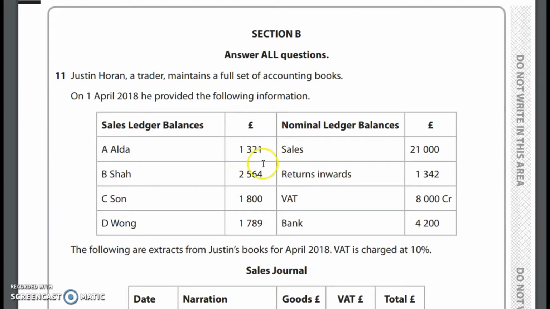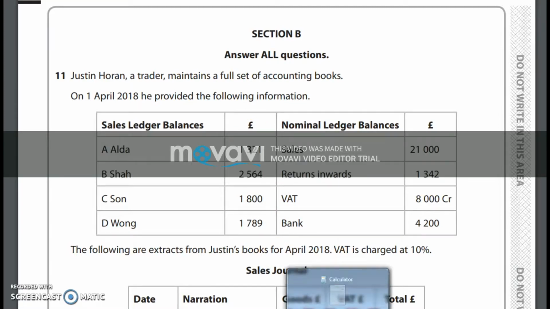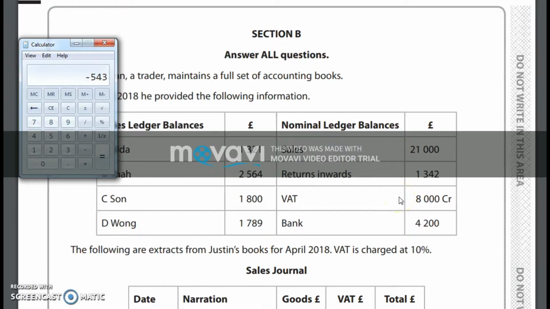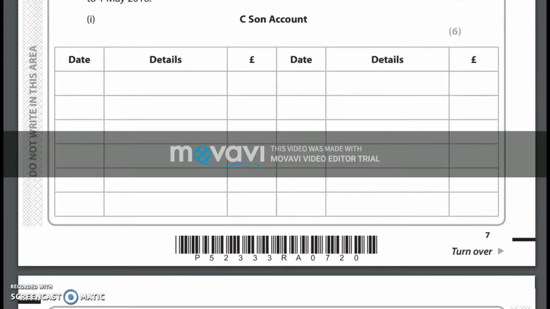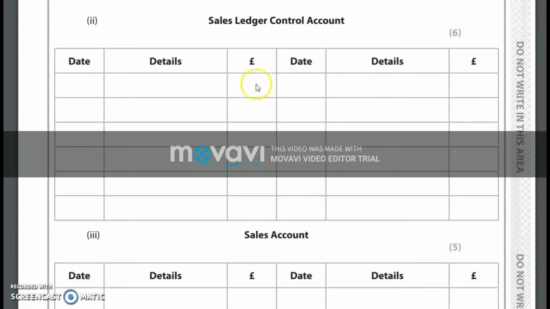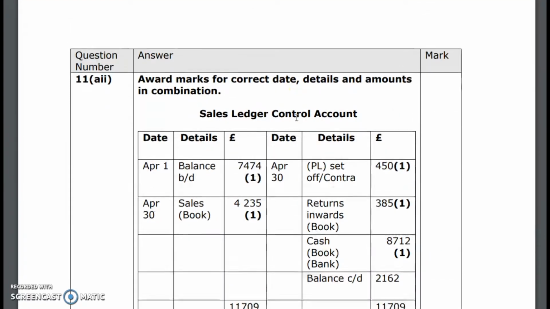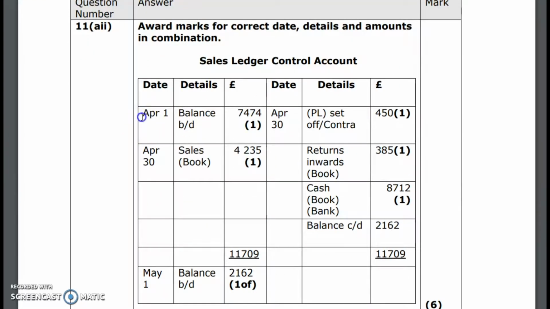So in order to calculate the total of the opening balance, we need to add up each of these balances. So we have 1321, 2564, 1800, 1789. That gives us 7474. So since trade receivables are assets, on the debit side of the sales ledger control account, we have to record them as 1st of April, balance brought forward. So as you can see, that's how this comes in. April 1st, balance brought down is 7474.